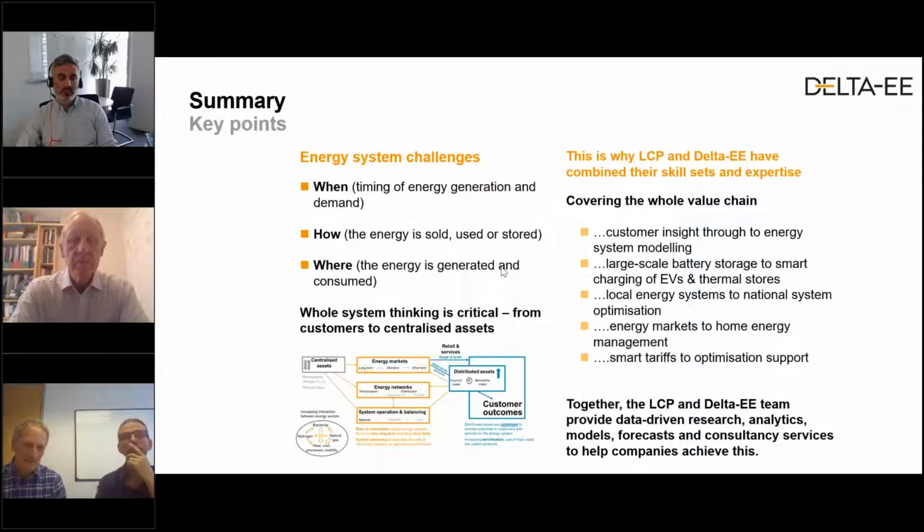The energy system has rightly been operated in quite a conservative way. You don't want to take risks with it. It's an incredibly complex system, but we won't hit our climate targets unless we address these challenges of when, how, and where.